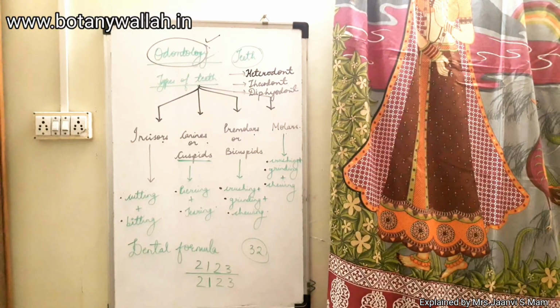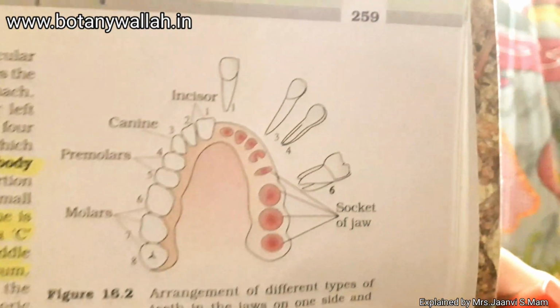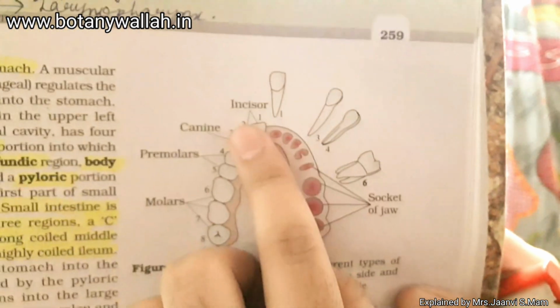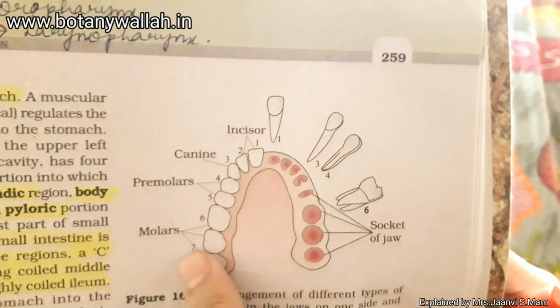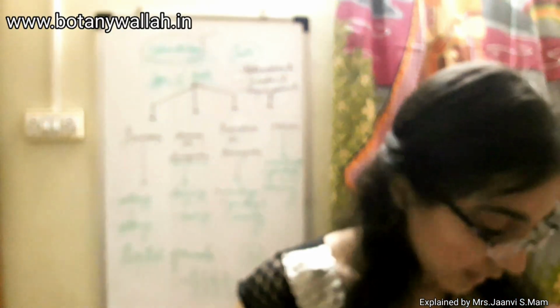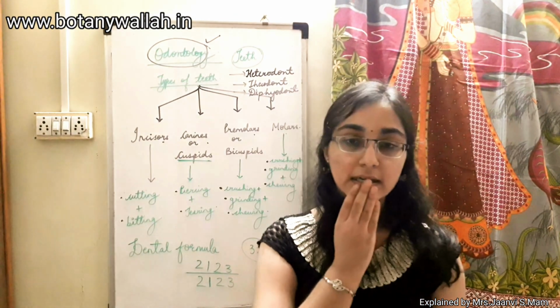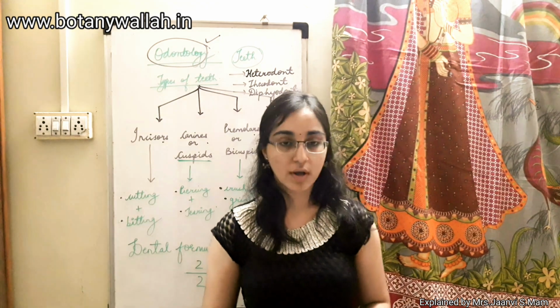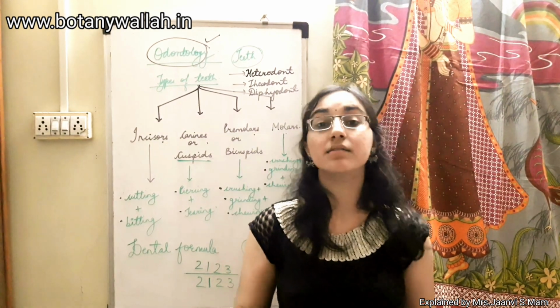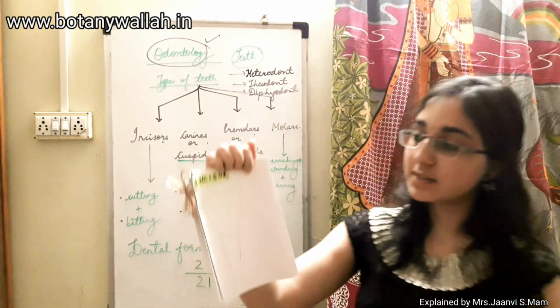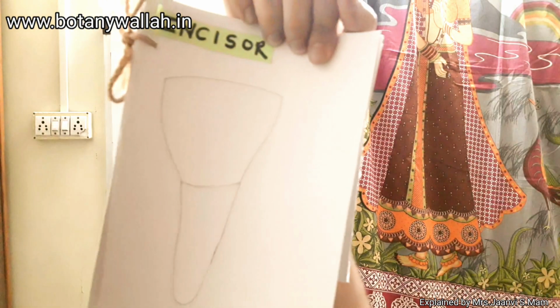I will show you a picture. So this is the picture of it. We can see incisors, canines, premolars and molars. We have the front four teeth in the upper and the lower jaw, which are known as incisors. So this is the image of incisors.